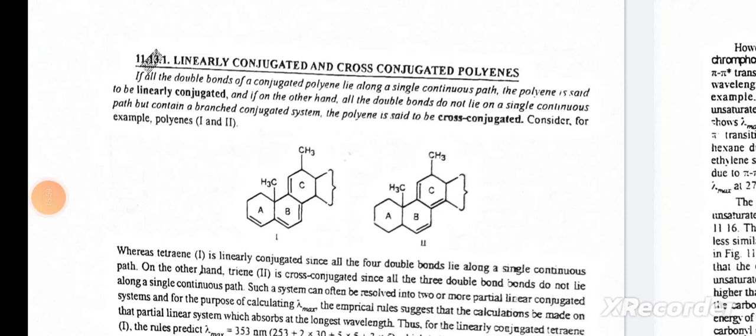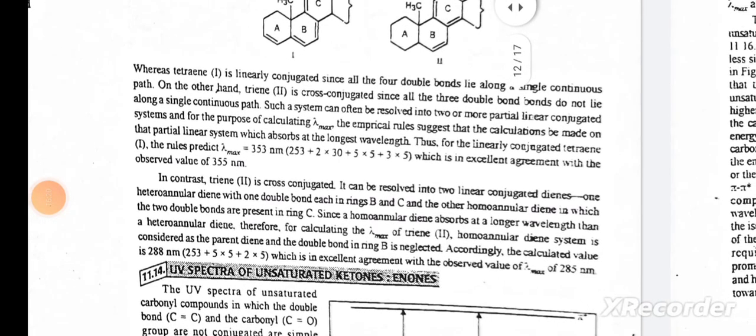Linearly conjugated and cross-conjugated polyenes. If all the double bonds of a conjugated polyene lie along a single continuous path, the polyene is said to be linearly conjugated, and if, on the other hand, all the double bonds do not lie on a single continuous path but contain a branched conjugated system, the polyene is said to be cross-conjugated. Consider, for example, these polyenes. Whereas the tetraene is linearly conjugated, since all the four double bonds lie along a single continuous path, on the other hand the triene is cross-conjugated, since all the three double bonds do not lie along a single continuous path.